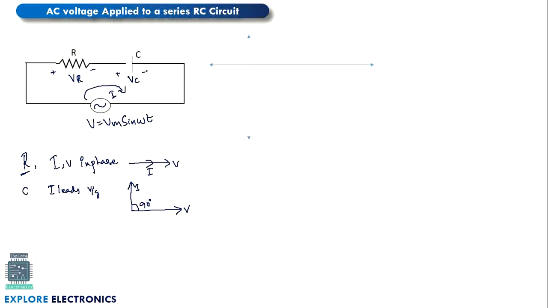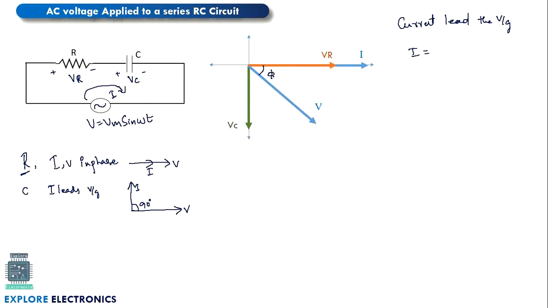Since current is common between those two, I am taking the current phasor as a reference. First I write the current, and then VR falls on the same axis, since VR and I are in the same phase. With respect to that, the voltage in the capacitor, VC, has a 90 degree phase shift with the current. The total voltage V is in this direction. The angle here is what we call the power factor angle.